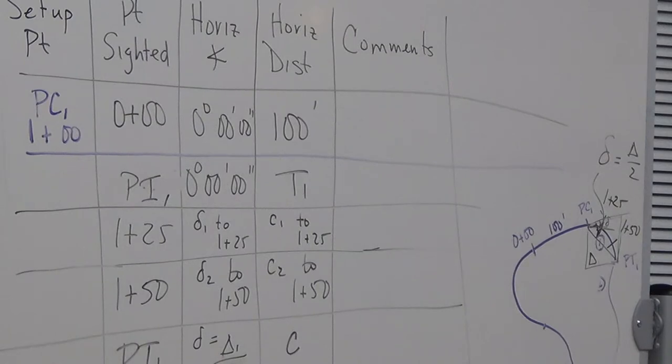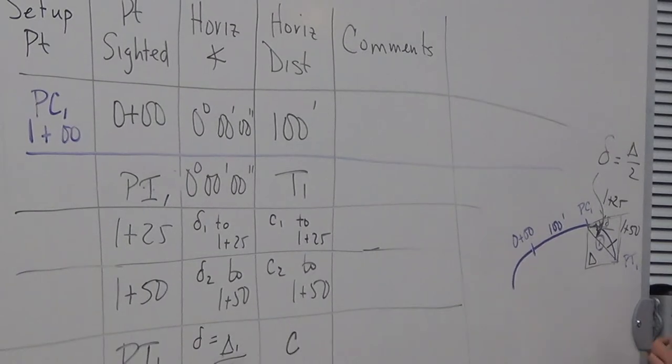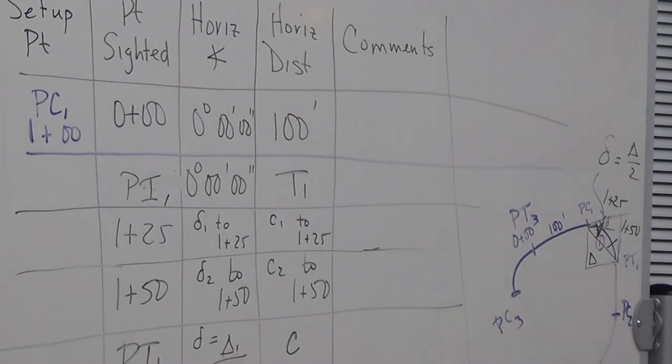And now you have to decide, and I'm gonna change the shape here, okay? So let's say it's just another straightaway, another curve, another straightaway. So this is PC2, PT2, PC3, PT3. So now, talk to the person next to you and figure out where do you want to set up next. Remember, the more setups, the more time.